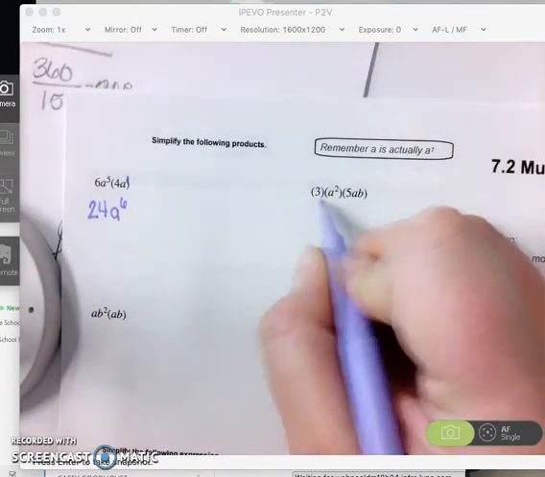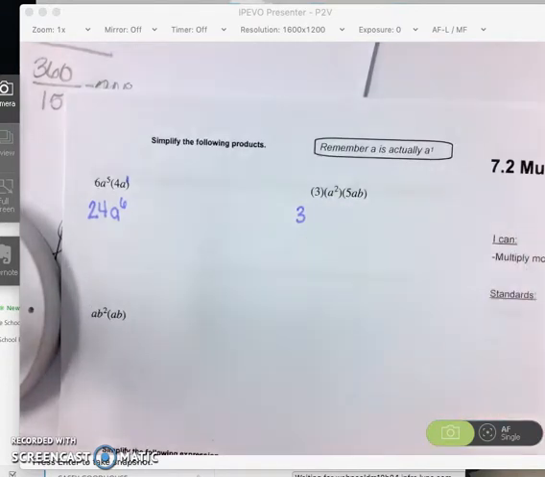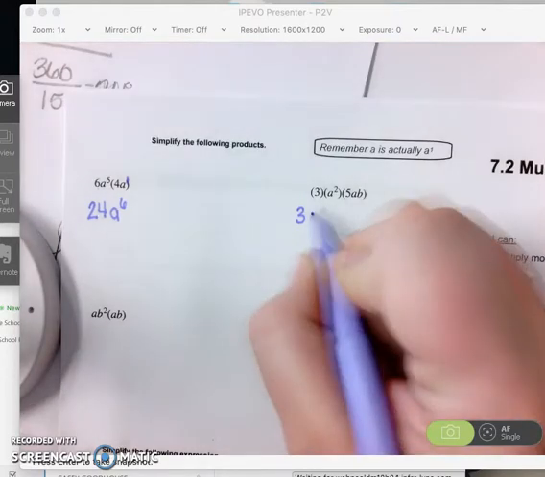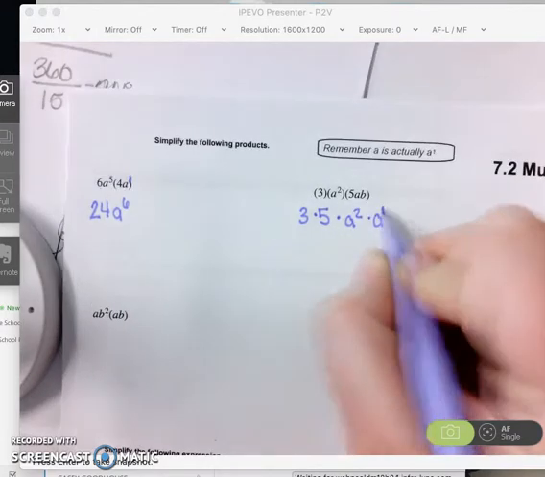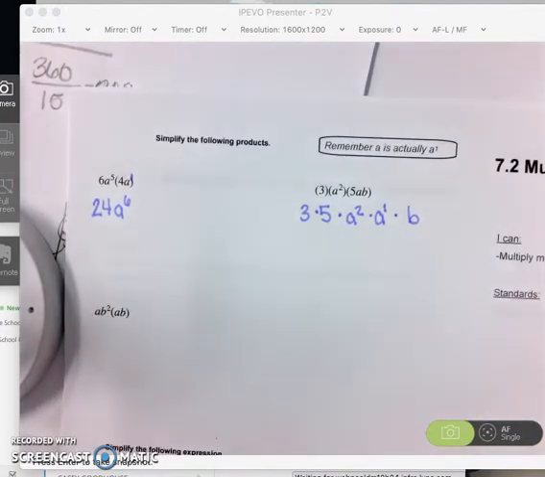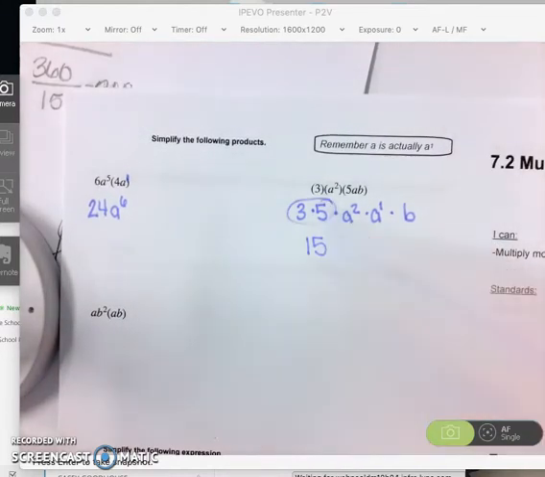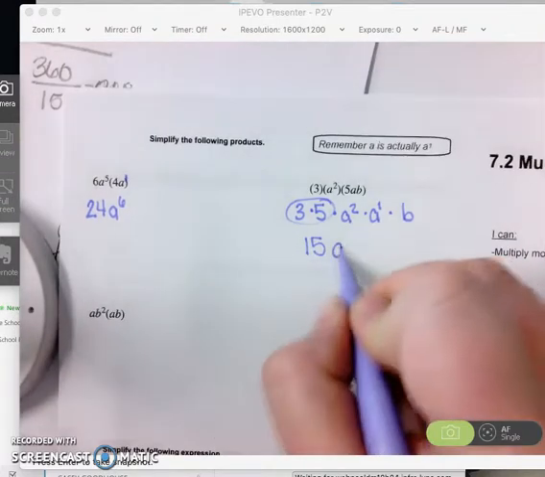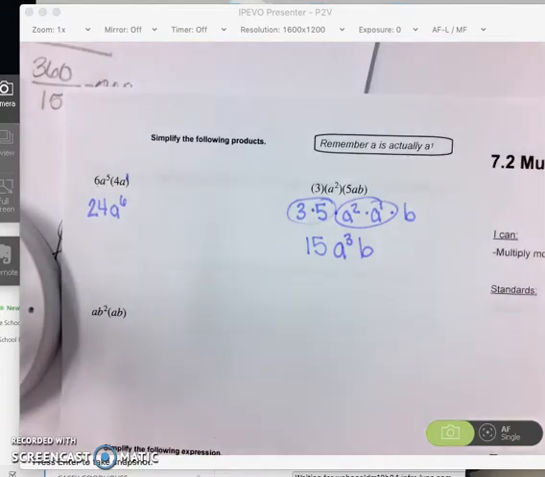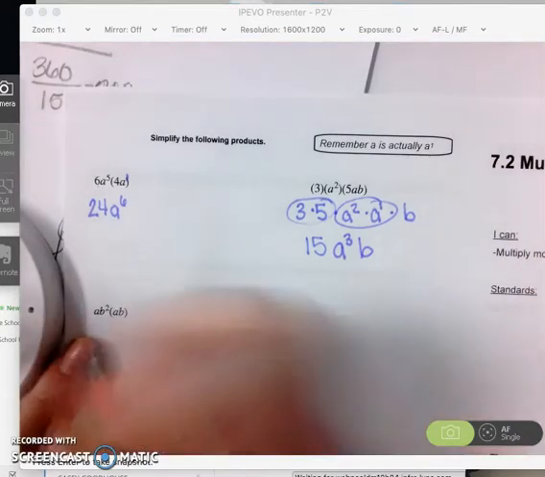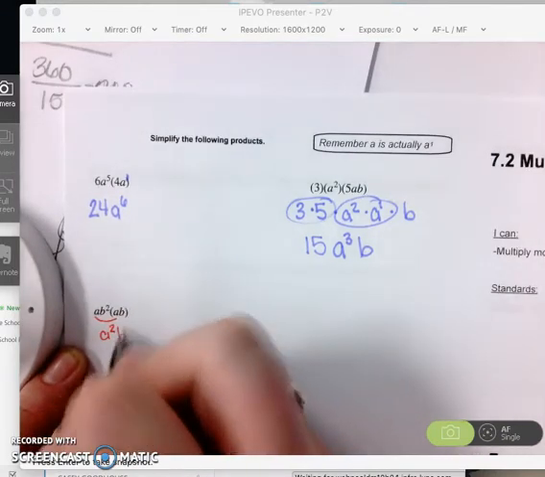Here, 3 times 5. And remember, when multiplying, order does not matter. So I can change this to 3 times 5 times a to the second times a to the first times b. So I'm going to put like terms together. Just my numbers are going to be here, and then I can actually do the math out, multiply those. This becomes a to the third, and then b. Here, we have a times a would be a to the second, b to the third.